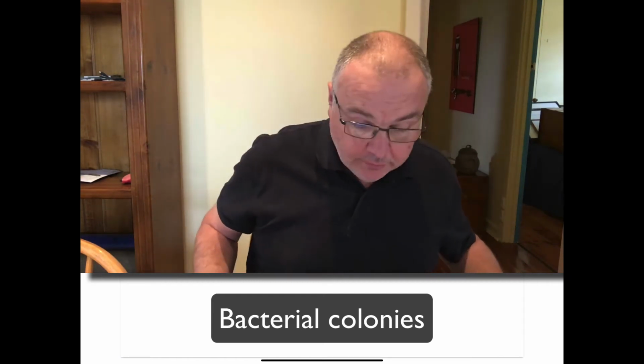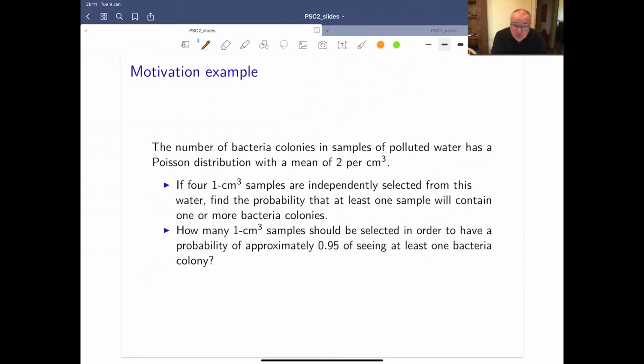Okay, so let's have a look at this final motivating example for discrete random variables. We've got a number of bacterial colonies in samples of polluted water, and that has a Poisson distribution with a mean of 2 per centimetre cubed. We now take 4 one centimetre cube samples, independently sampled from this water. Find the probability at least one sample will contain one or more bacterial colonies, and how many 1 centimetre cube samples should be selected in order to have a probability of approximately 0.95 of seeing at least one bacterial colony.